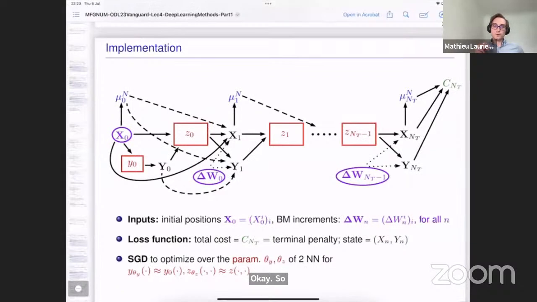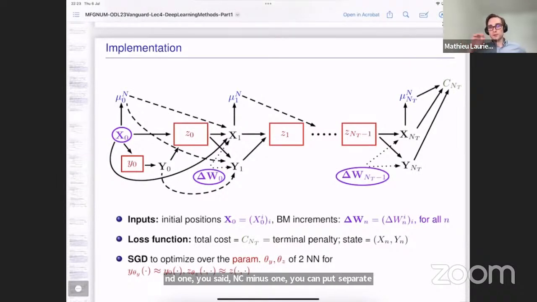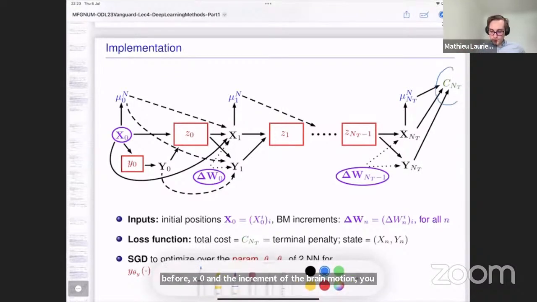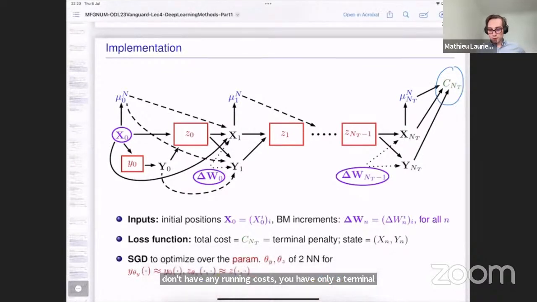So you need Y_0 and Z_0, and so on until Z_{N-1}. You can put separate neural networks, one for each time step, or you can put a single neural network for Z, which is a function of time and X, if you prefer. So here, where does the randomness come from? Same as before, X_0 and the increment of the Brownian motion. You don't have any running cost, you have only a terminal cost, which is your terminal penalty for not matching the terminal condition of the BSDE.